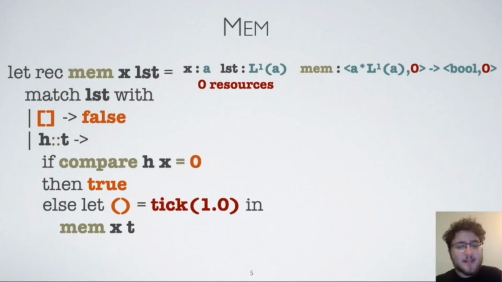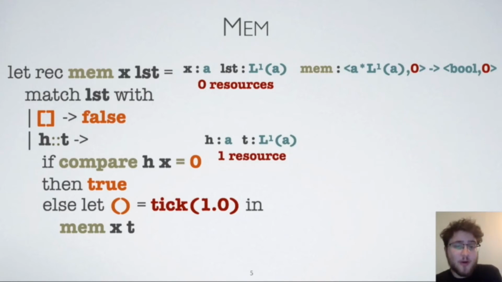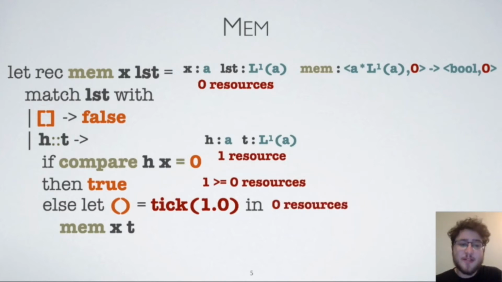We first deconstruct the list, gaining the 1 unit of potential that was previously stored at the head of the input list. Then, if the head is the element we're looking for, we can just return true and drop all the remaining potential. Otherwise, we use that 1 free unit of potential to pay for the tick expression, and then recurse on the tail of the input list.